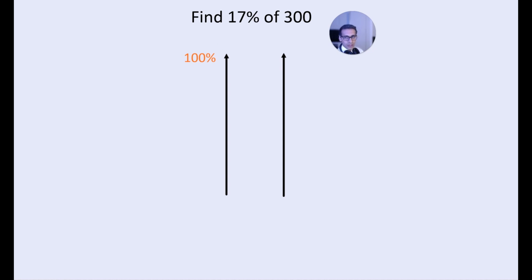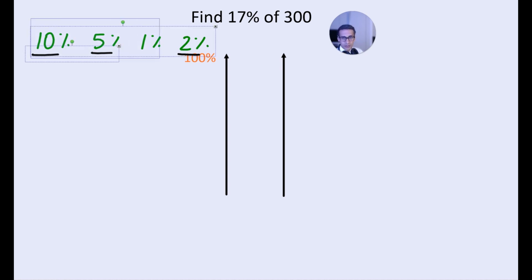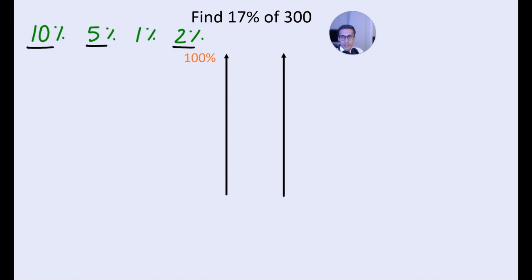Now let's think about how we're going to work out 17%. I think it would be sensible to do 10%, 5%, 1%, and 2%. Because we can make 17 by doing 10 plus 5 plus 2. So let's work this all out. Pause the video and have a go if you haven't done this already, and then I'm going to show you how to do it and whether you've done it right.